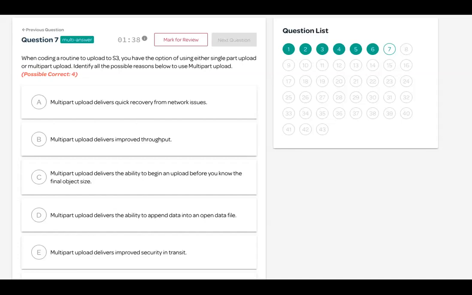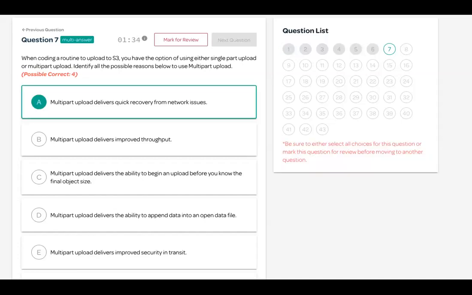So first is multi-part upload delivers quick recovery from network issues. Multi-part upload delivers improved throughput. Let me explain multi-part. You have a big file, let's say a movie, which is about 25 GB. If you upload it as a single file, it will take time. So to do a multi-part upload, you can break it into 50 different streams.